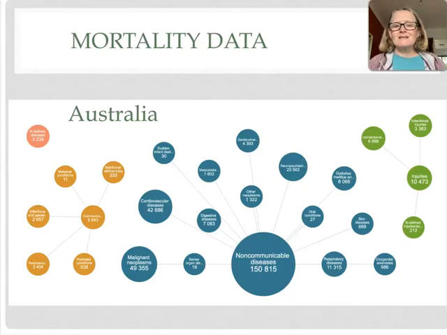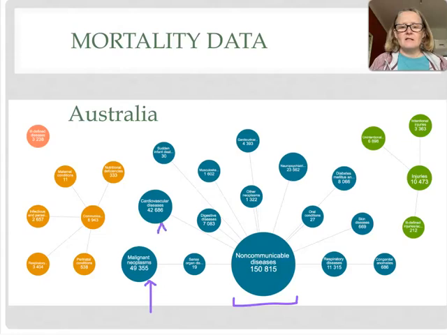Here's some data about Australia's death rate. What causes Australians to die? The size of the circle indicates the size of the number. So our biggest killer is non-communicable diseases. In other words, non-infectious diseases. And there are lots of different categories here, but the biggest ones are malignant cancers and cardiovascular diseases. Compared to communicable diseases, that's this area over here, we've got 150,000 people a year dying from non-infectious, but only about 7,000 dying from infectious diseases. And over here, we've got injuries.